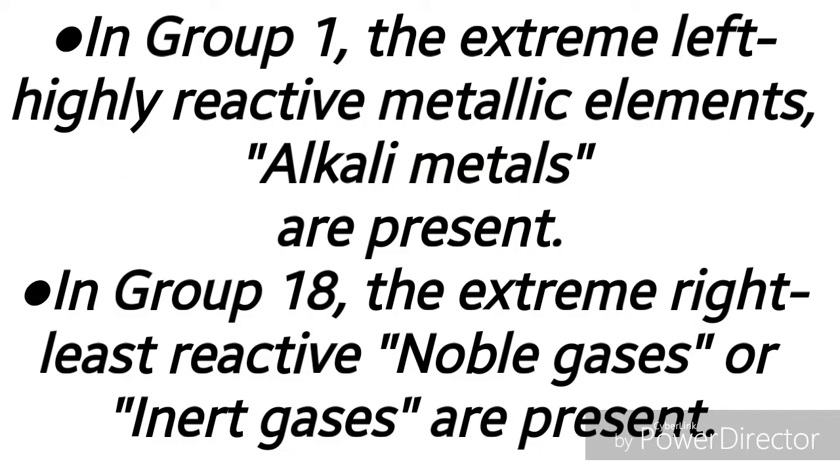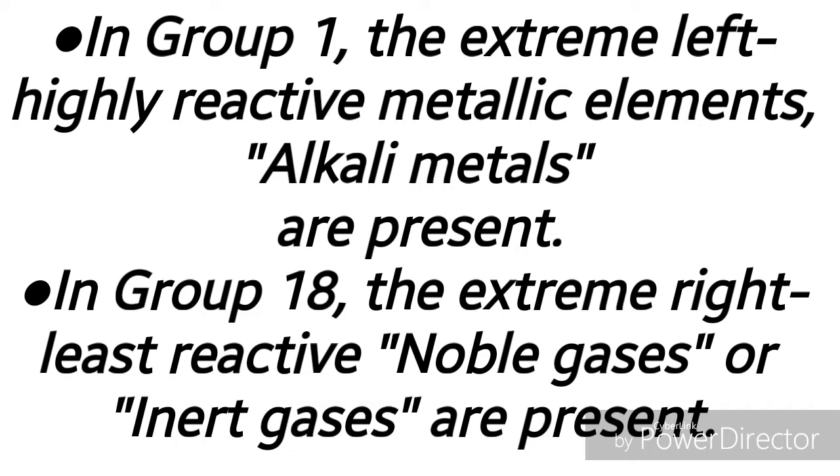When we look at the 18 groups present in the modern periodic table, in group 1, the extreme left, highly reactive metallic elements are placed. They are called alkali metals. In group 18, the extreme right, least reactive noble gases or inert gases are present.